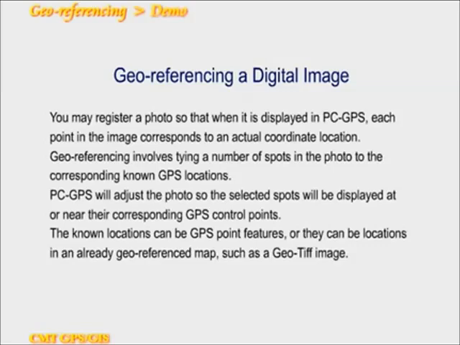Essentially, you tie a number of spots in the photo to the corresponding known GPS locations. Based on this information, PC-GPS will skew and reorient the photo as necessary, so the selected points will be displayed at or near their corresponding GPS control points. The known locations can be GPS point features, or they can be locations in an already geo-referenced map. I will show you how to register a digital image file to a set of GPS control points.